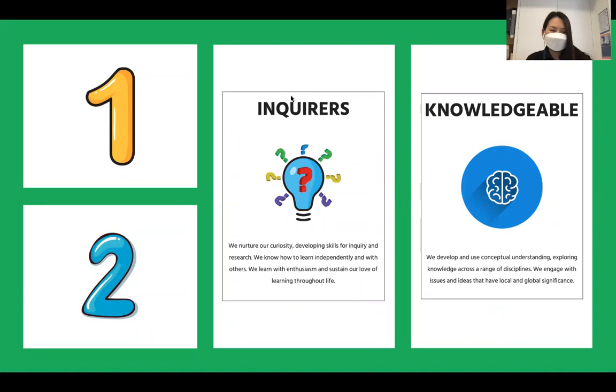So we commit to developing our students to be inquirers and knowledgeable. Inquirers: students will learn to inquire and research both independently and collaboratively with enthusiasm and maintain their love for learning. Knowledgeable: our students will explore a wide range of knowledge, acquire conceptual understanding, and engage with issues that have local and global significance.